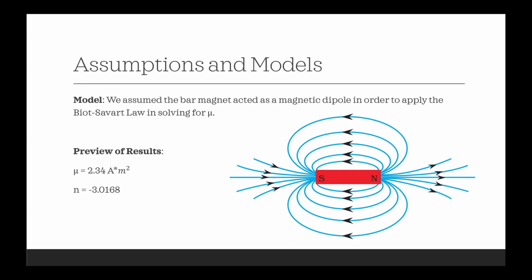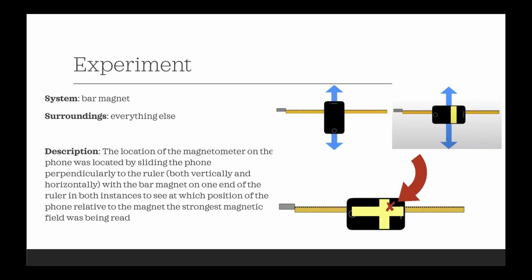And just a preview of our results, mu had a value of 2.34 amperes times meter squared, and n had a value of minus 3.0168. And so this was our experiment. We defined the system as the bar magnet and the surroundings as everything else.